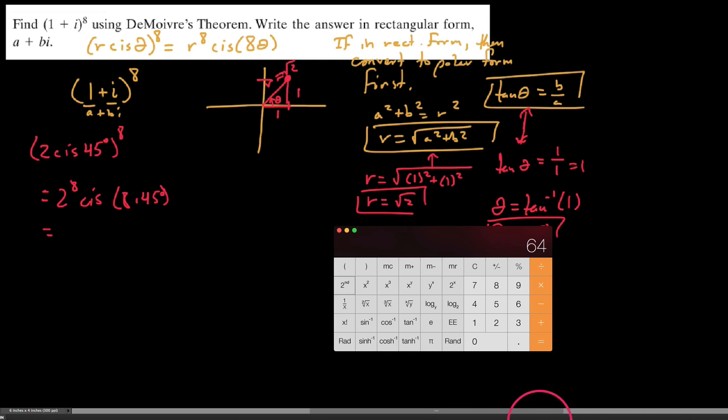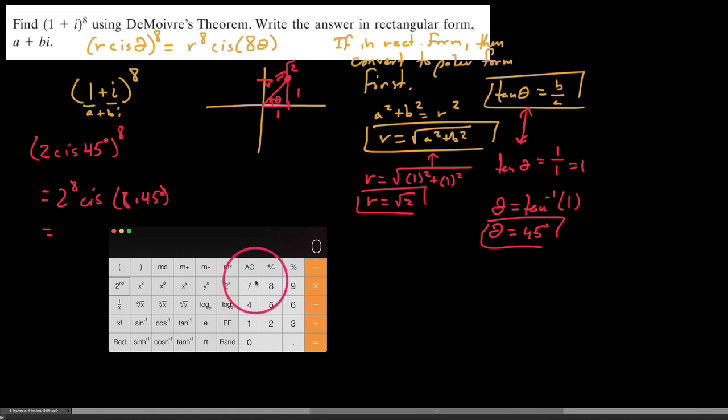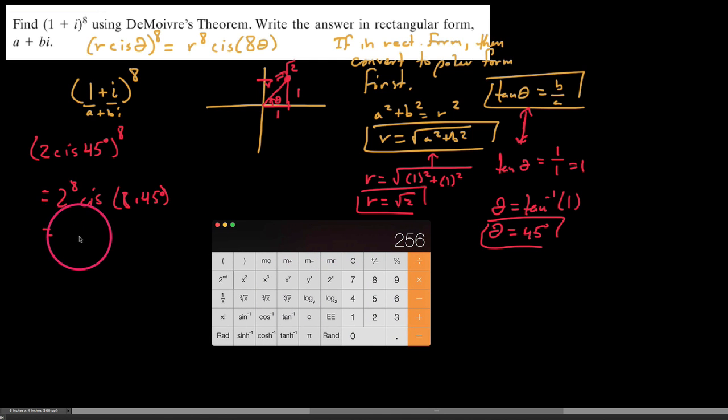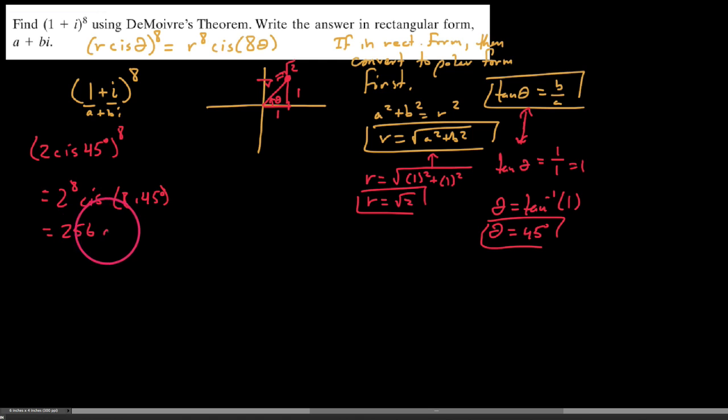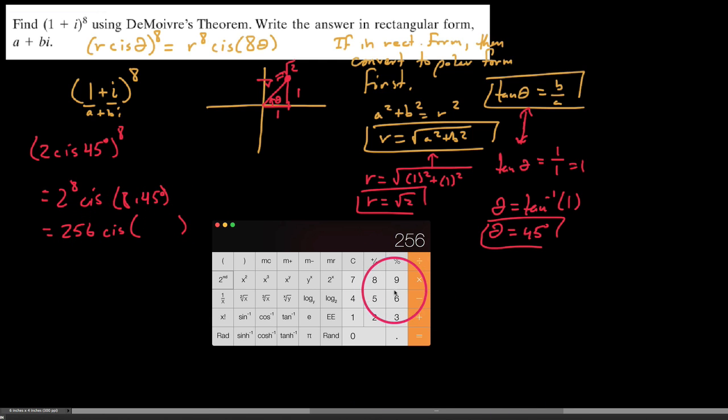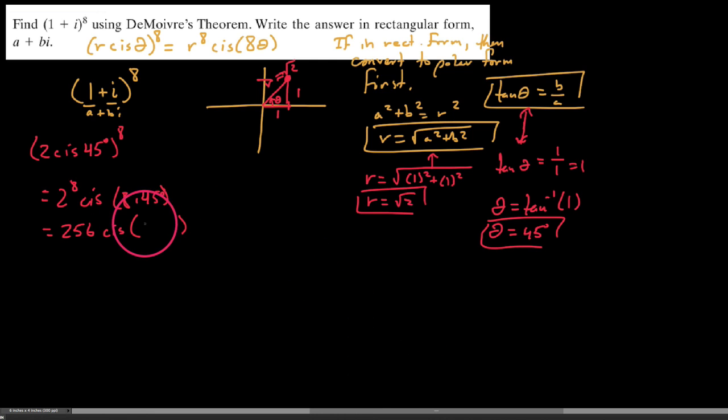We say 2 to the 8th power. We want to get a number here. So 2 to the power of 8 is 256. And so we get 256, and then we get cis 8 times 45. Now 8 times 45, this is going to go well over 360 maybe here. It is 360. Oh, okay, well, this is pretty special, because here's the deal.